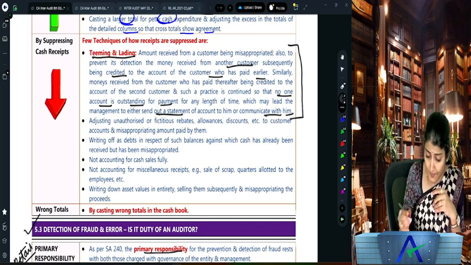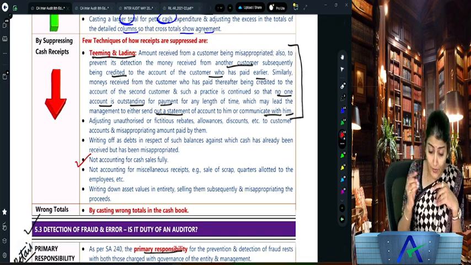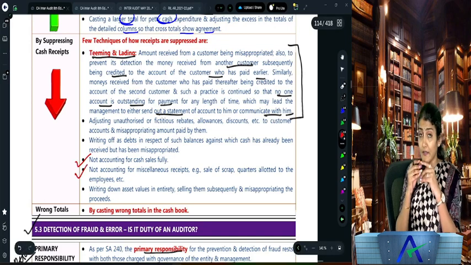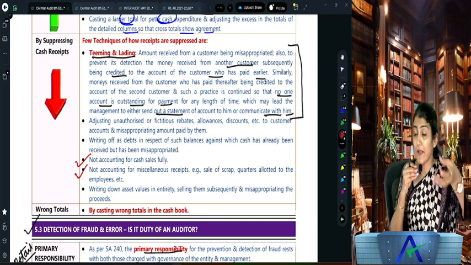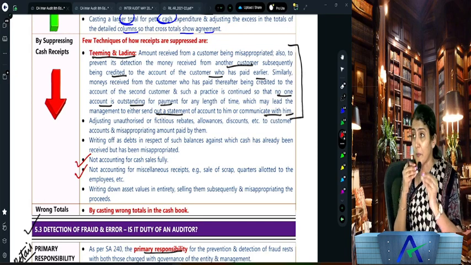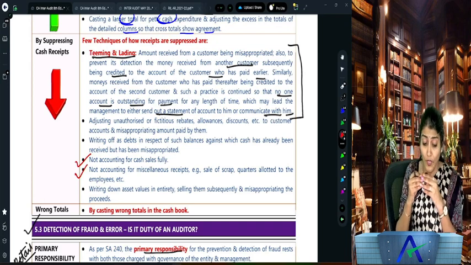So one, what does it say? Not accounting for the cash sales fully. Or second, not accounting for the miscellaneous receipts. That means you sold the old scrap or the newspapers of the company. Now by selling those scrap, you received 300 rupees. But what you said? Nothing received. Right? Nothing received. So not accounting for cash sales.